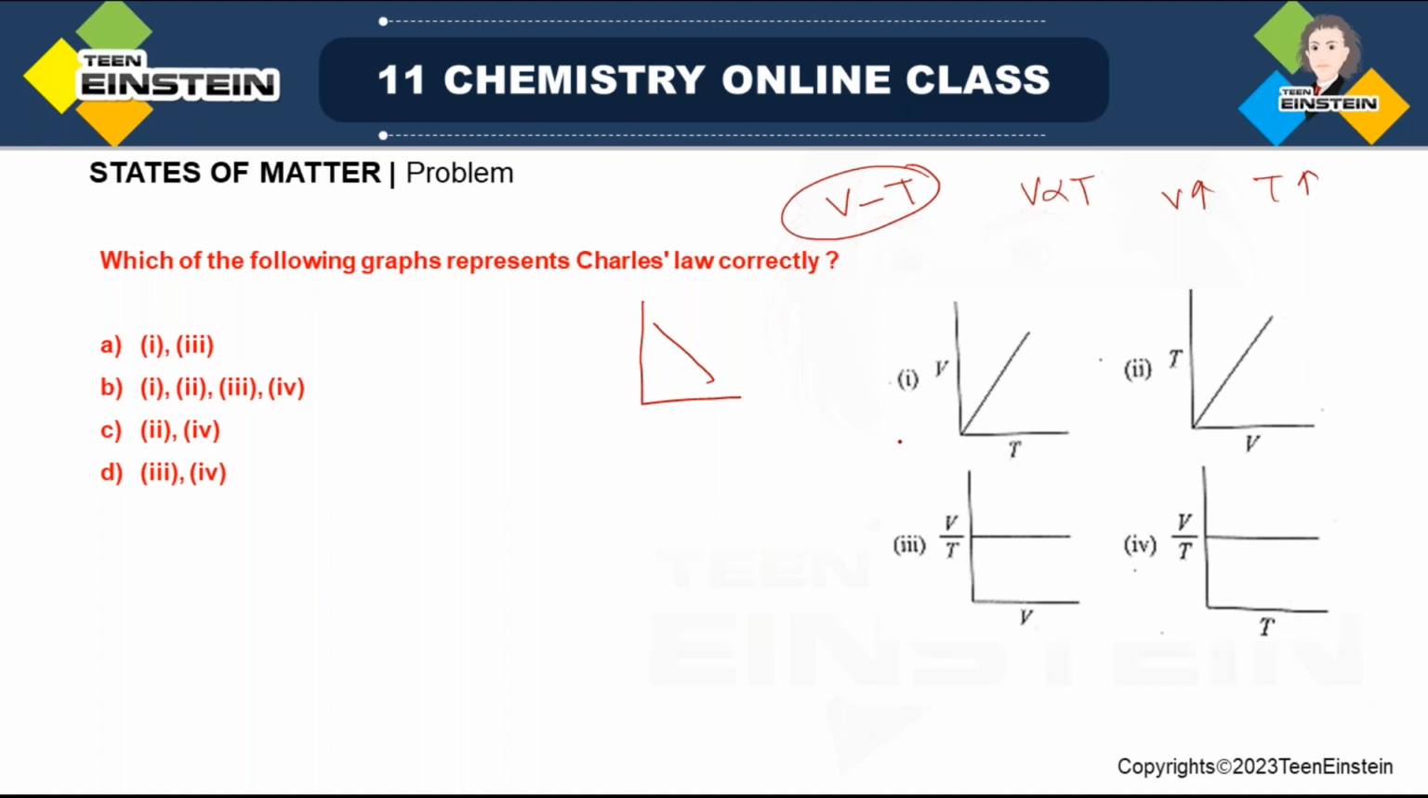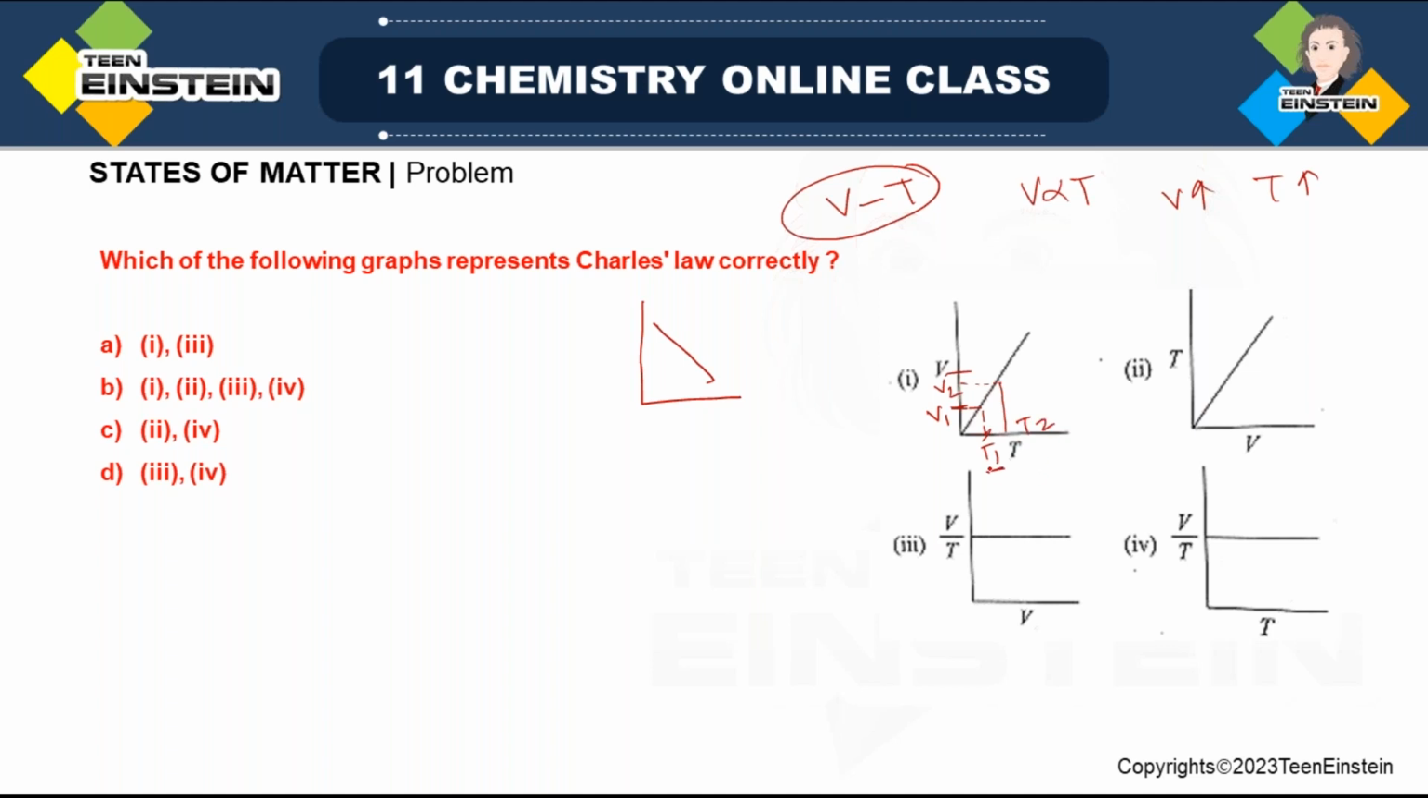But in this case, as it is directly related, when V is high, suppose this is low V1, this is V2. If it is V1, the corresponding line I am drawing here is T1. Then for V2, I am drawing the line at T2.